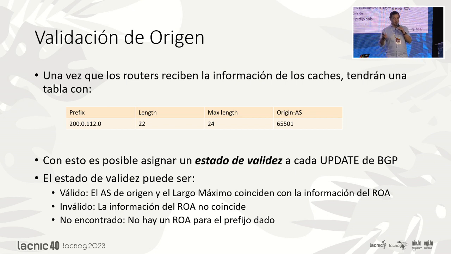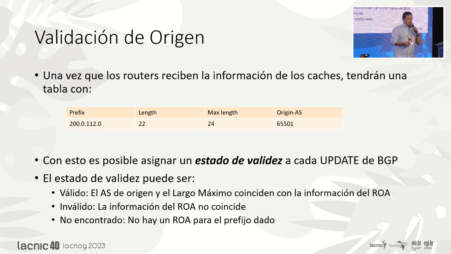Here I'm using prefix validation, and this would be an AS that exists. So once I receive the BGP state, the router checks this against the ROAs. If the ROA covers the prefix and the maximum length is not greater than the maximum stated there, and the autonomous system coincides, then this would be a valid prefix.